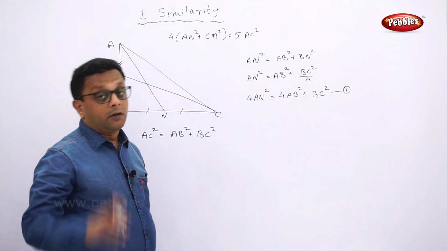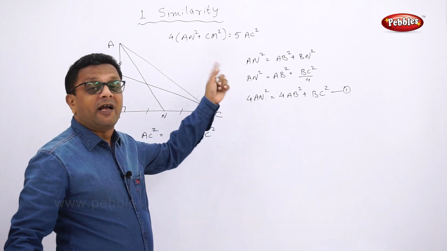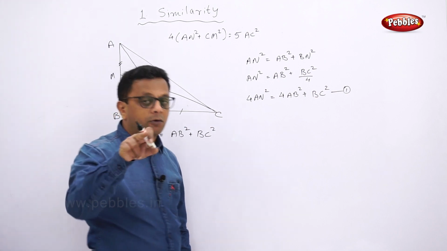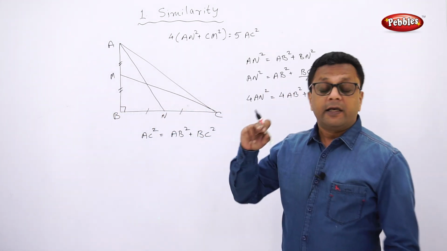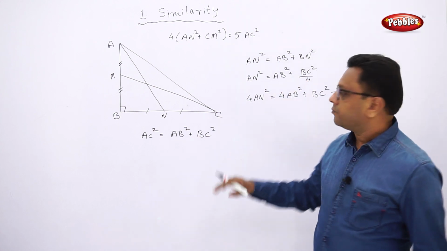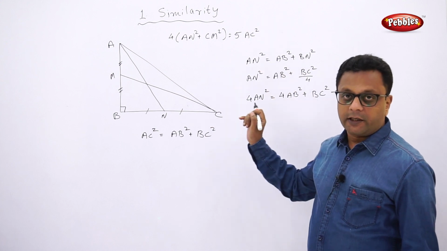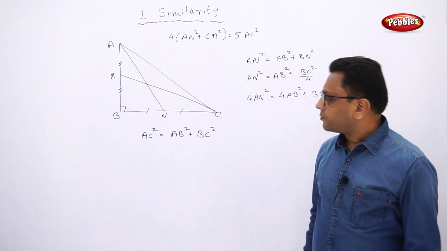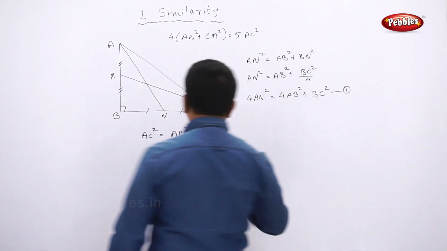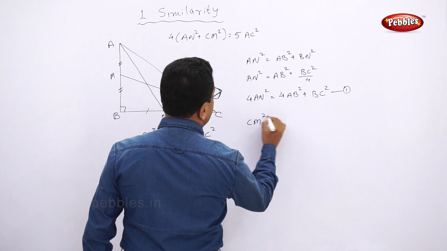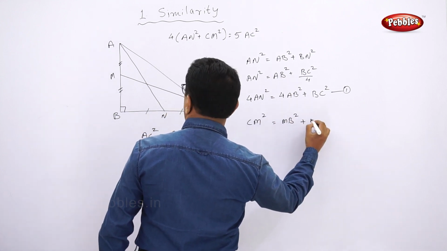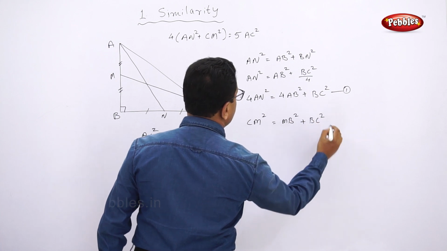Now here you have to write, in right angle triangle ANB, I have not written it here, but you have to write that. In right angle triangle ANB, as per the Pythagoras theorem, this is the statement, and then draw that. Now what will be the second step? In right angle triangle CMB, we have CM square is equal to MB square plus BC square.